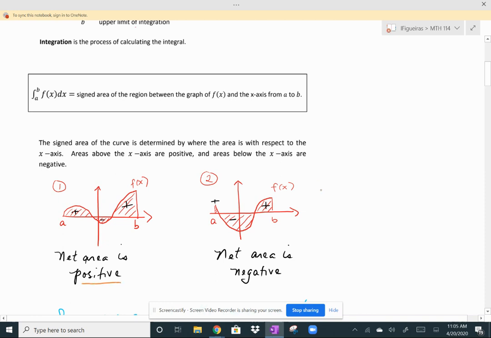In contrast, in example 2 here, I have a little bit of positive area on the left, a larger area below that's negative, and then a little bit more to the right of that function that's also positive. Clearly, there's more negative area than positive area, so your integral computation would be negative for this second example.